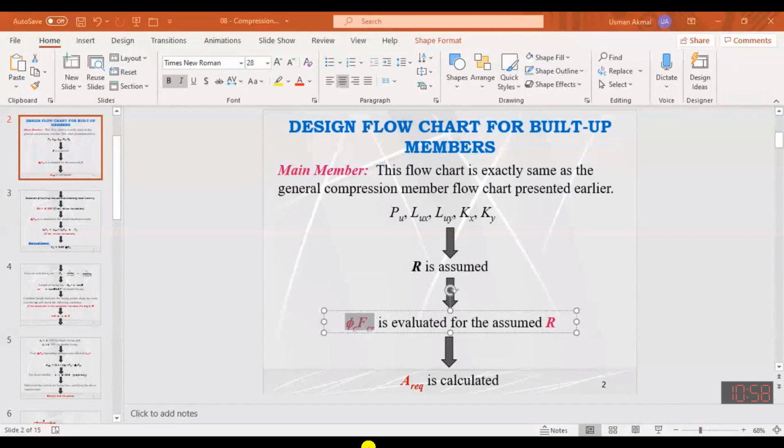Muhammad Hanzala, are you there? Muhammad Hanzala Tahir. Yes, sir. Hanzala, simply answer me: what is this slenderness ratio? What is the definition of slenderness ratio? Why do we compute the slenderness ratio? No idea.